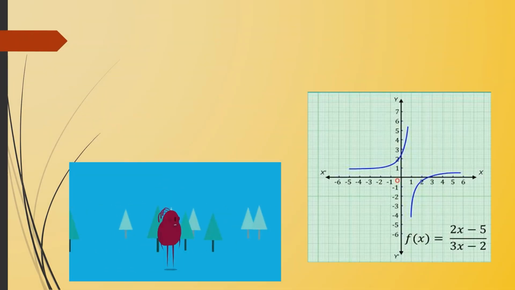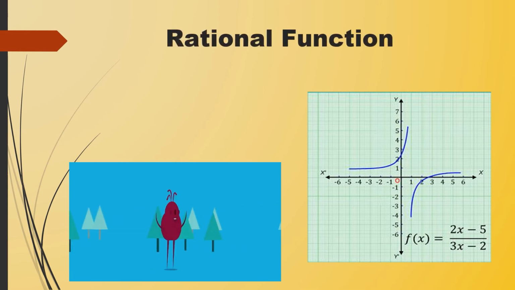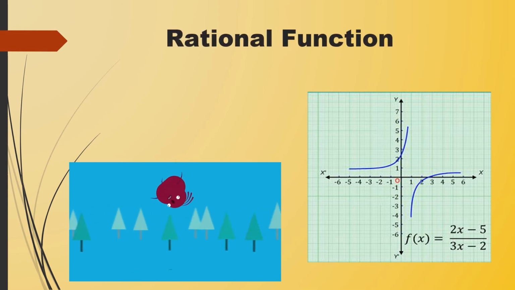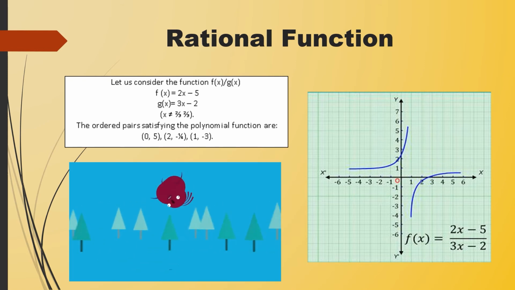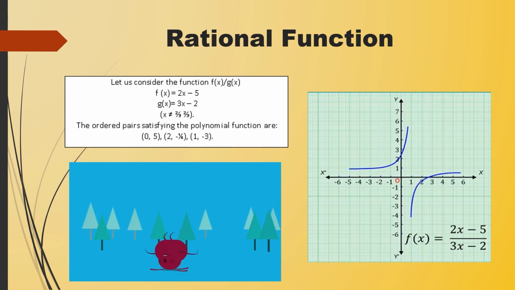Rational function. If f(x) and g(x) are two polynomial functions, then f(x) over g(x), such that g(x) is not equal to 0, is known as a rational function. Let us consider the function f(x) equal to (2x minus 5) over (3x minus 2). The graph is plotted on the screen.